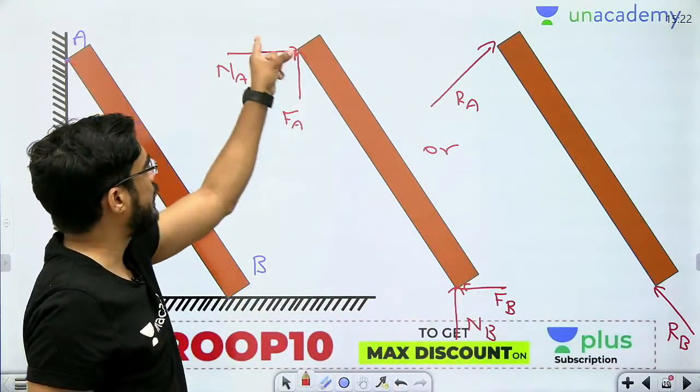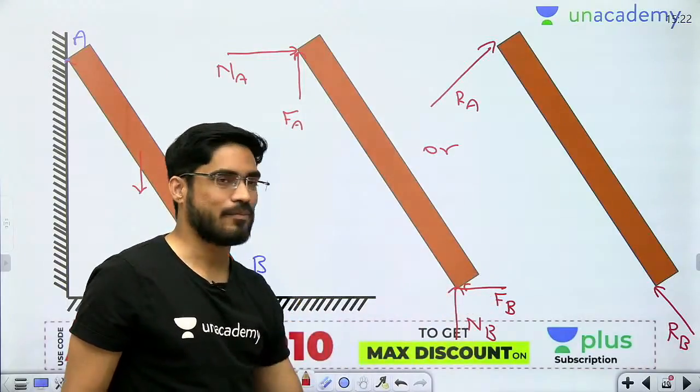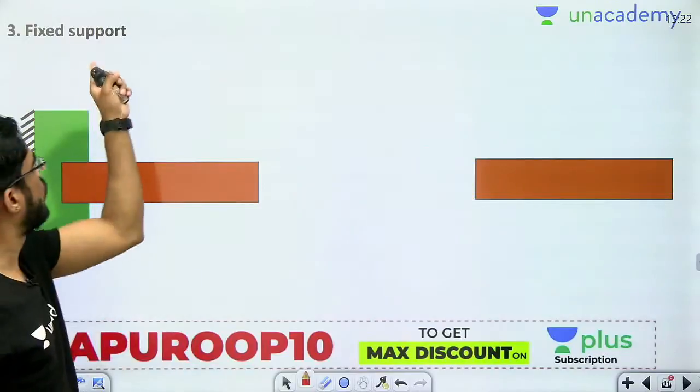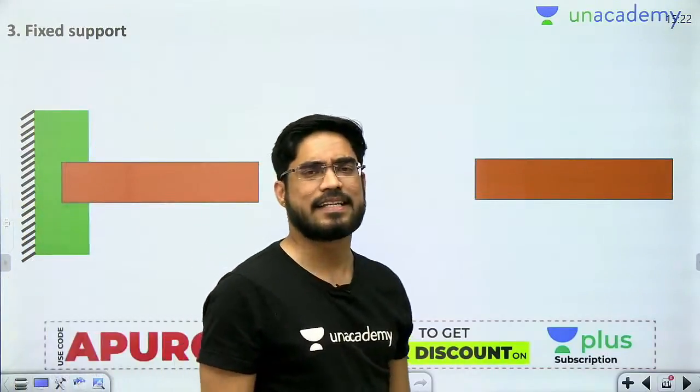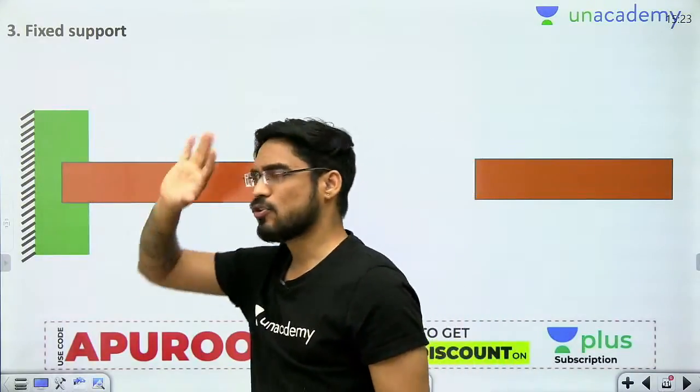Ra is the resultant of Na and Fa. What is Rb? Rb is the resultant of Nb and Fb. So this is the second type of support. The third type of support is fixed support. Now fixed support means welded support. Let's say I have welded this body to this body.